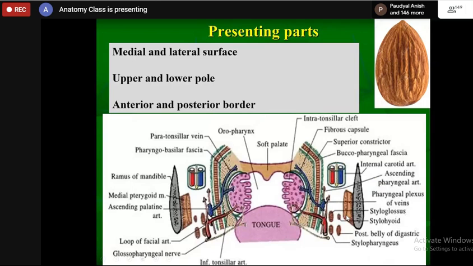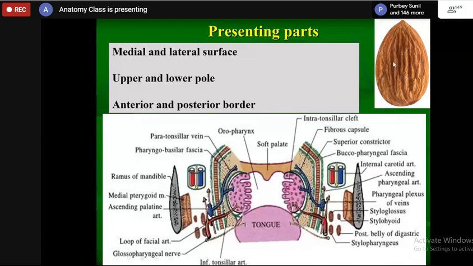Now, what are the parts of the palatine tonsil? We have the upper pole, lower pole, and this one is known as the anterior border. This is known as the posterior border. This one is the medial surface, and behind that one we have the lateral surface.